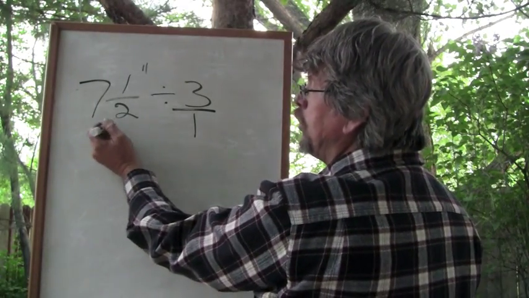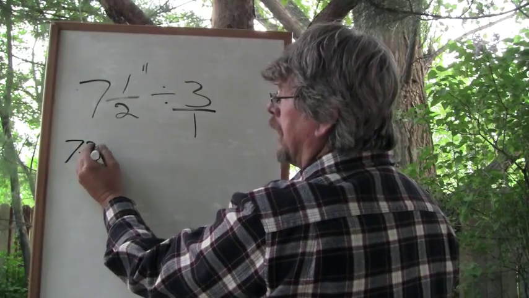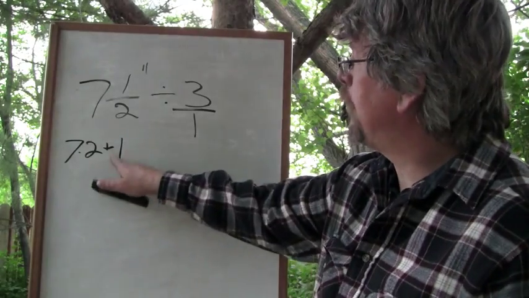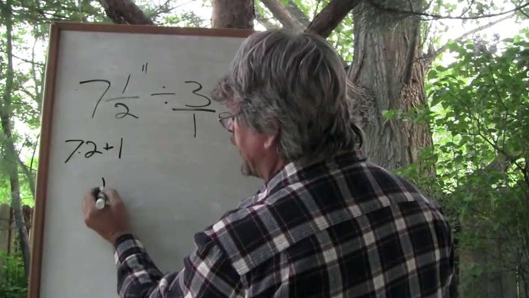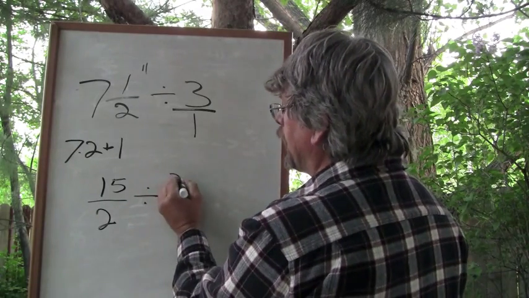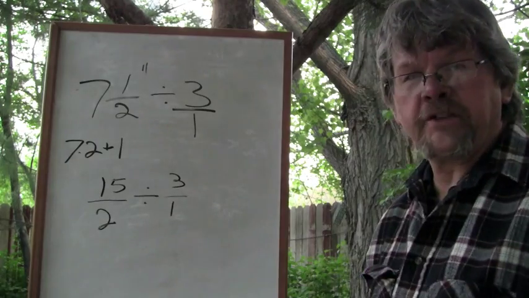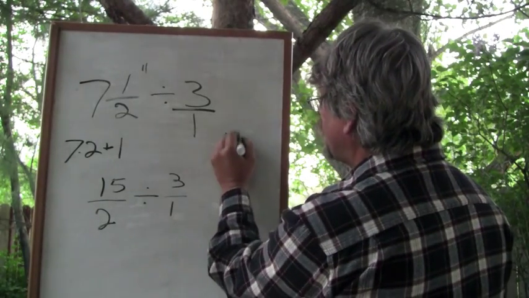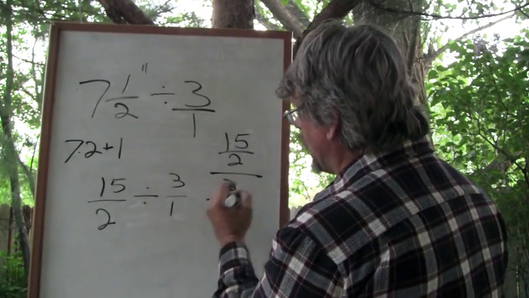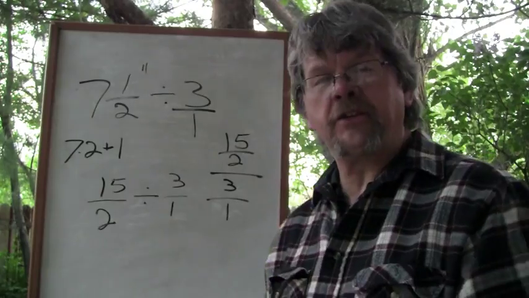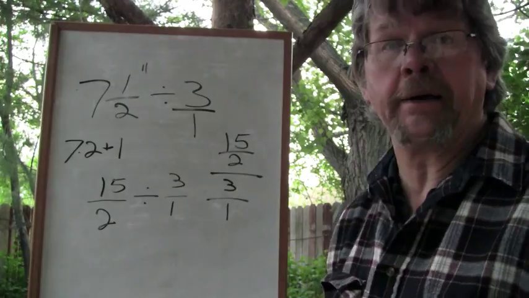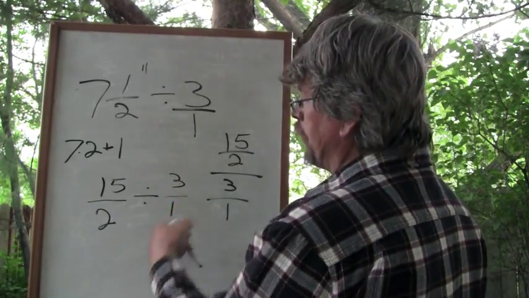7 times 2 plus the numerator 1. So this is 14 plus 1 is 15/2. We have 15/2 divided by 3/1. Or to put it in stack form, 15/2 divided by 3/1. Do you remember how to divide fractions? You flip the second one upside down and multiply it. So let's flip this over.